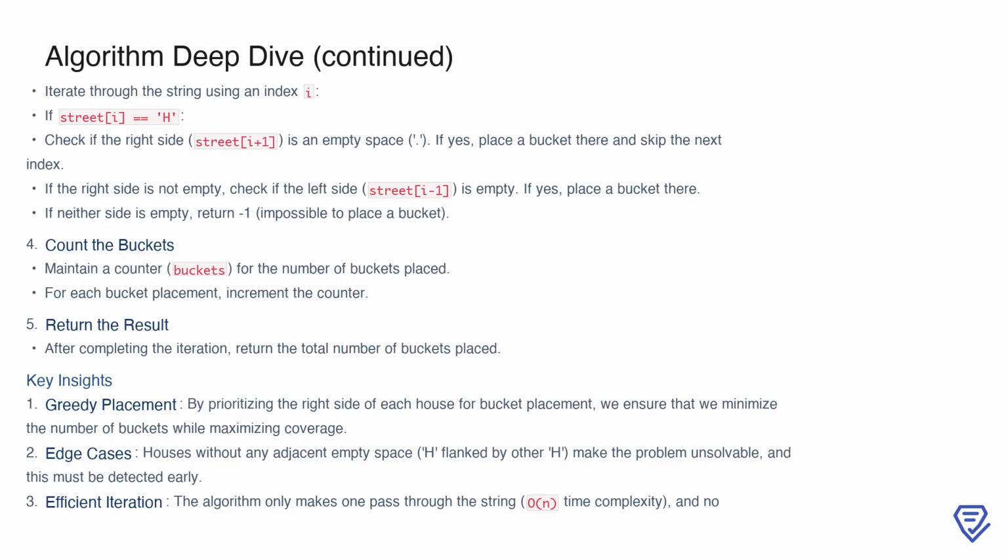If the right side is not available, we then check the left side, street[i-1]. If the left side is empty, we place a bucket there. However, if neither side has an empty space, it means we cannot place a bucket for this house, and we return -1. While iterating, we also maintain a counter to track the total number of buckets placed. Once the iteration is complete, this counter gives us the result.